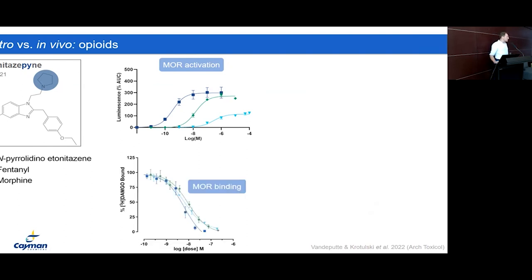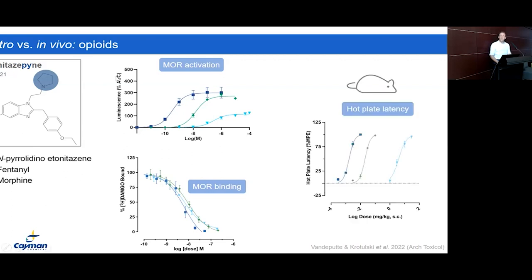This is not related to the mu opioid receptor binding. They all bind to the receptor, fentanyl, morphine, and N-pyrrolidino etonitazene, actually all in a quite similar way. But if you then look in the in vivo situation, then you can again see morphine over here, fentanyl over here, and here etonitazepyne or N-pyrrolidino etonitazene. This is a hot plate latency assay for rats, and in a sense comes down to the fact that if they are under the influence of this opioid, they can stand the heat of a hot plate for a longer time, and obviously that's a maximum, with a maximum of 45 seconds, then they're taken off so that they don't burn their paws. But that's like a typical assay how you can look at the opioid effects.